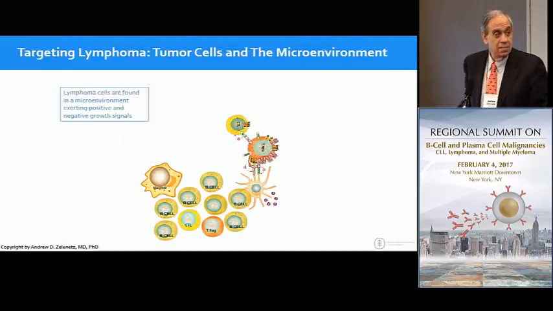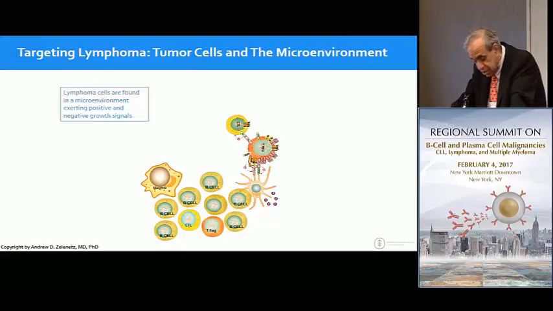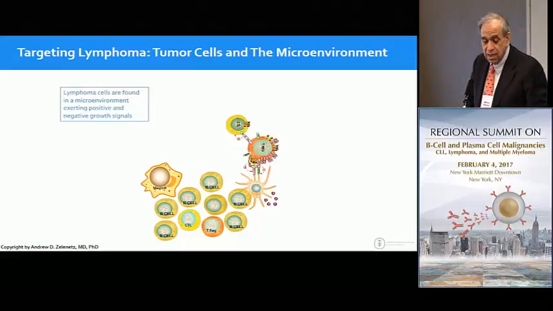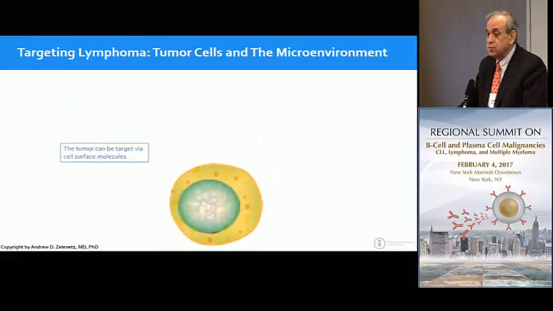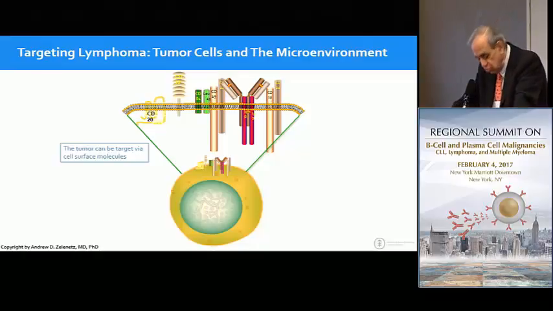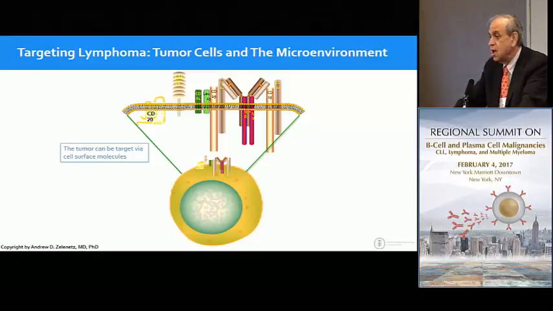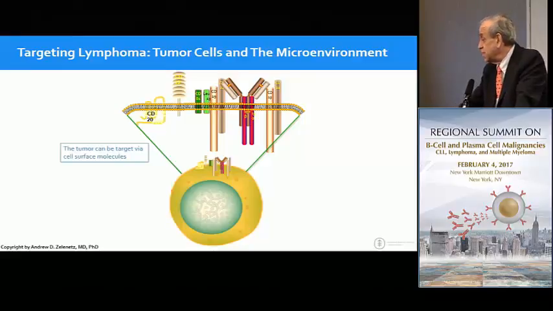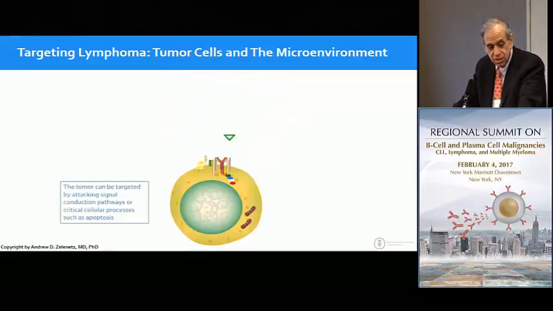So when we think about targeting tumors, we have to think about the fact that tumors live in a microenvironment. There are different ways we can go about targeting a lymphoma. We can target the tumor cell. The tumor cell has a whole bunch of different surface molecules. We can use molecules directed at those surface molecules, and clearly in B-cell malignancies, the single most effective immunotherapy, targeted therapy that's ever been developed is rituximab.